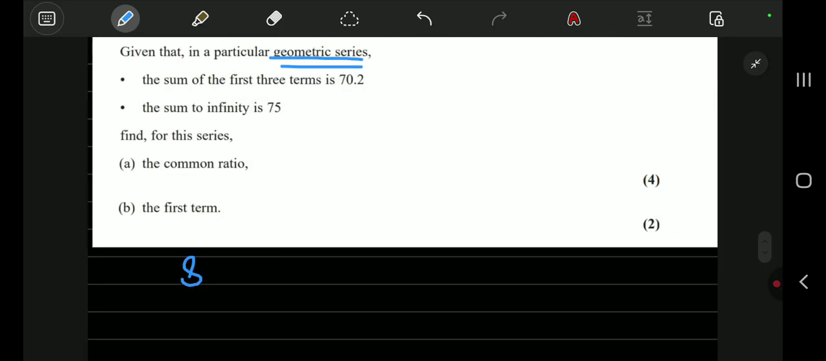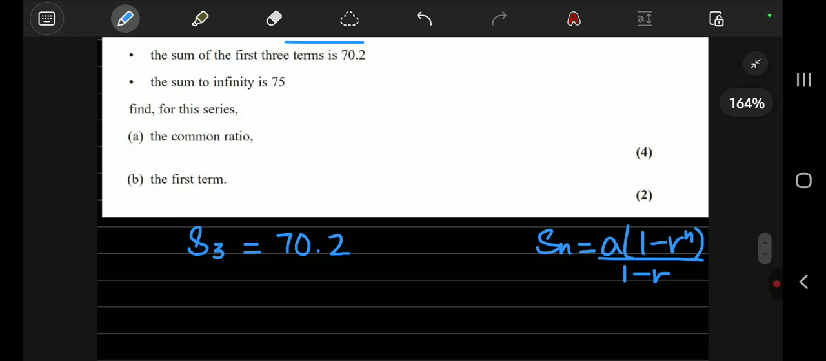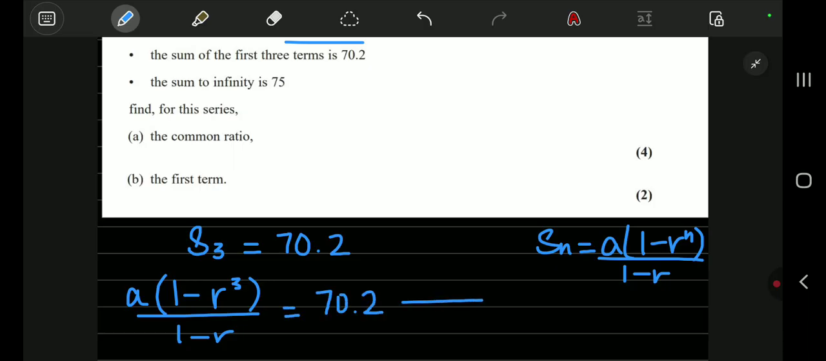When they say sum to first 3 terms is 70.2, we know the formula for sum of n terms, and that is a(1 minus r to the power n) over 1 minus r. So we have a(1 minus r to the power 3), because n is 3 here, over 1 minus r equals 70.2. So from this information we get this one equation.